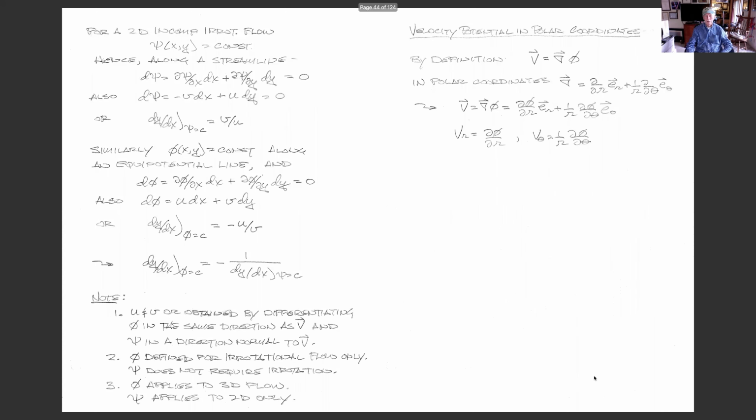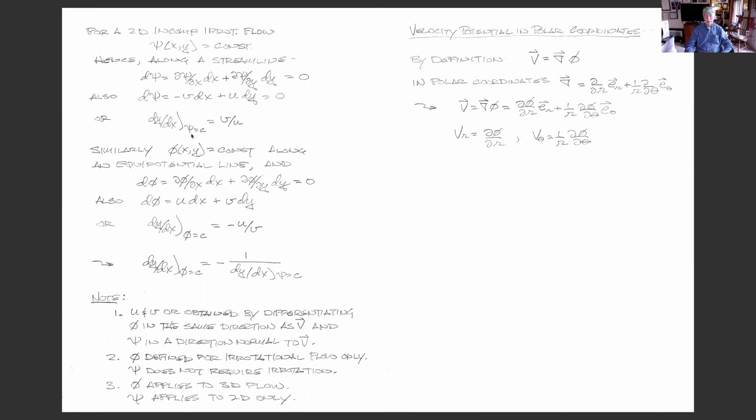Okay. What does that allow? Going back to 2D incompressible irrotational flow, if we have psi equal constant, hence along a streamline, we get this. And we also get d psi is equal to this. But along a streamline, they're both equal to 0. Or we already showed this, just that in a 2D flow only, we can say that the slope of the streamline is just v over u.